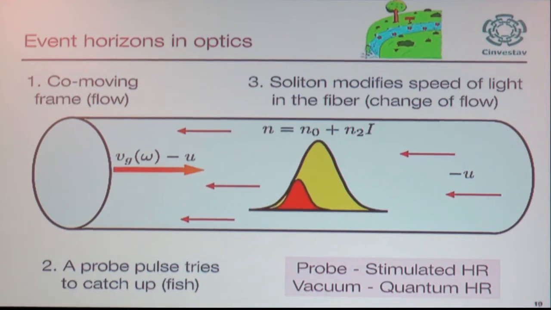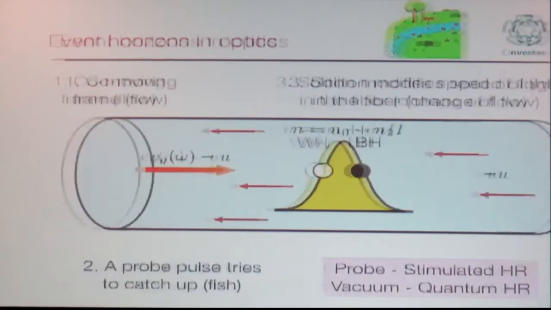And so yeah, see this? It comes here, it is stopped by this change of the refractive index. And this is something similar to what happens to fish going in the white hole, you know, that they cannot swim upstream anymore. And in this side we have the black one. So we have two analogs in the same pulse, one in front and one in the back.